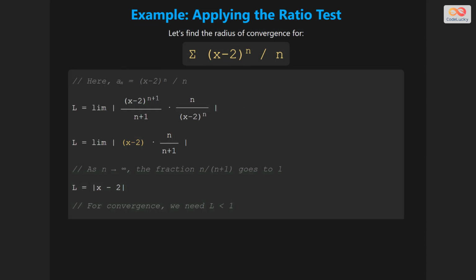Let's find the radius of convergence for the series: the sum of the quantity x minus 2 to the n divided by n. We set up the ratio test, with a sub n being our term. After placing the term for n plus 1 over the term for n, we can simplify. Much of it cancels out, leaving us with the limit of the absolute value of x minus 2 times n over n plus 1. As n approaches infinity, the fraction goes to 1. So our limit L is simply the absolute value of x minus 2. For convergence, we need this to be less than 1. This directly tells us that the radius of convergence, r, is 1.